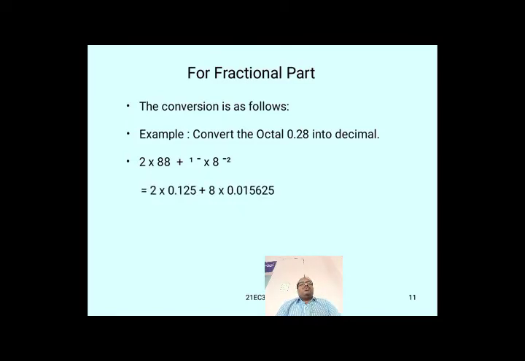Next, 2 into 8 power minus 1 is converted into 2 into 1 by 8 plus 8 into 1 by 8 square. We know that 8 power 1 equals 8 and 8 square equals 64. So 2 into 1 by 8 plus 8 into 1 by 64. Now 2 by 8 plus 8 by 64. We can take it as 0.25 plus 0.125.